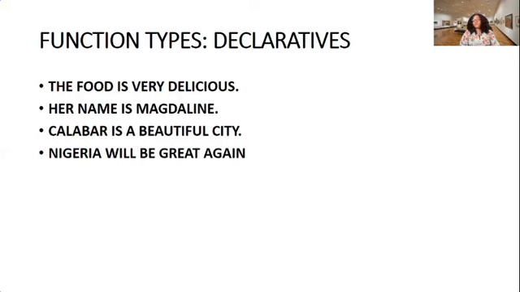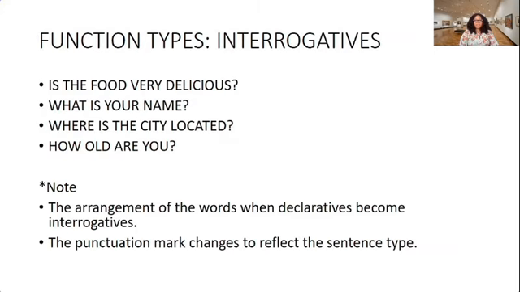So let us look at these different types of sentences in detail. We will start with the functional types. Declaratives are a kind of sentences, and they state things. These are sentences that just make statements. The food is very delicious. Her name is Magdalene. Calabar is a beautiful city. Nigeria will be great again. These are just statements that declare things. They are called declaratives.